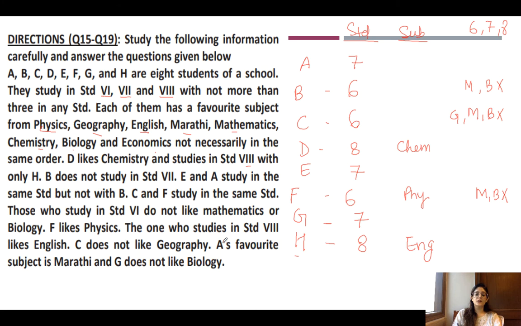Then A's favorite subject is Marathi. So A's favorite subject is Marathi. And G does not like biology. So G does not like biology.